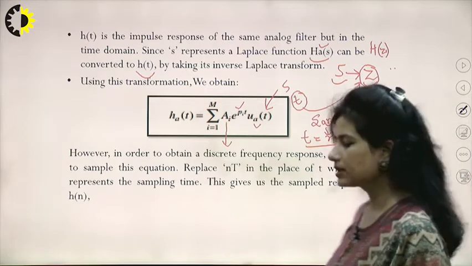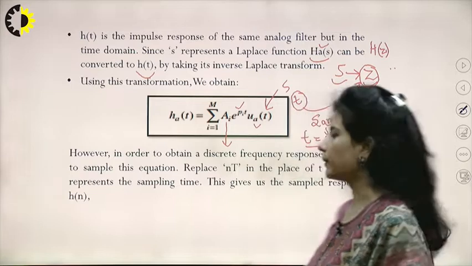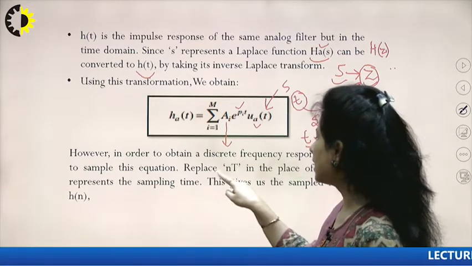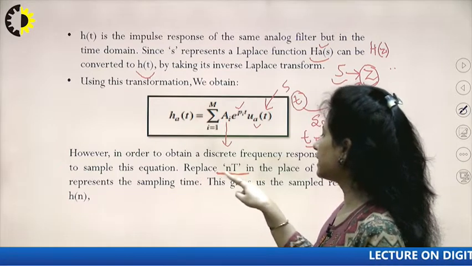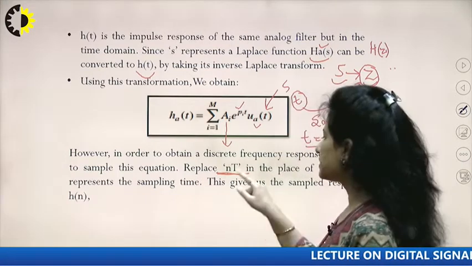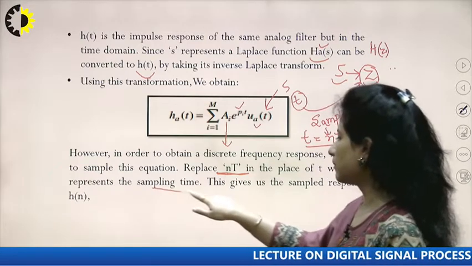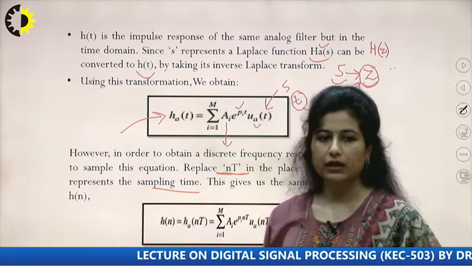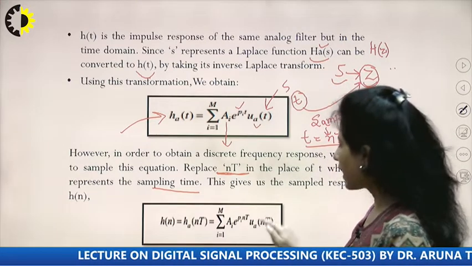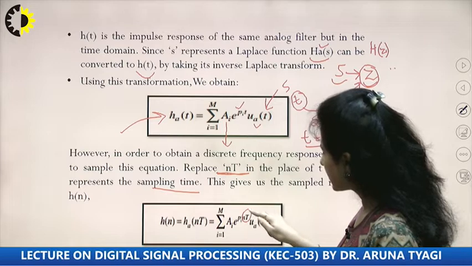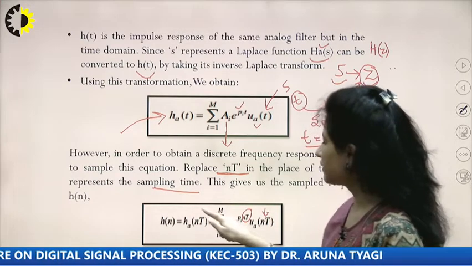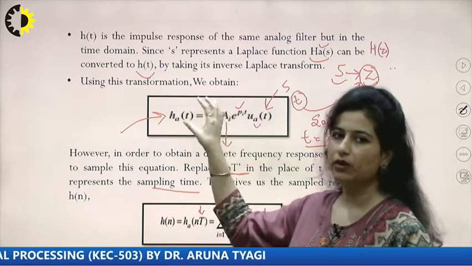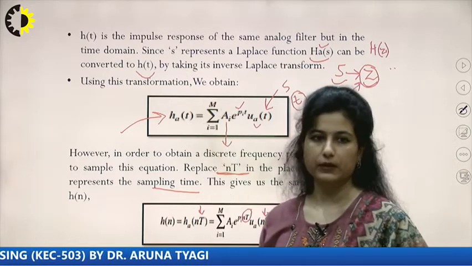For simplification, sometimes we consider T as 1. So here what I am doing is replacing this particular t with the variable n and capital T, which is my sampling time. After performing this substitution in this equation, the fresh equation I am obtaining is this, where these variables have taken the place of the continuous variable t. So this is my sampled response which I have obtained from this continuous response.